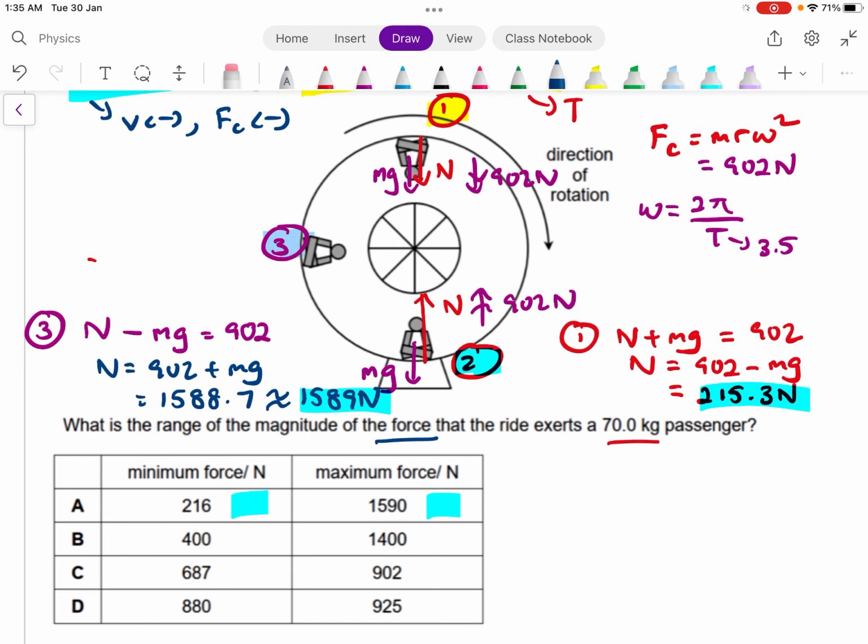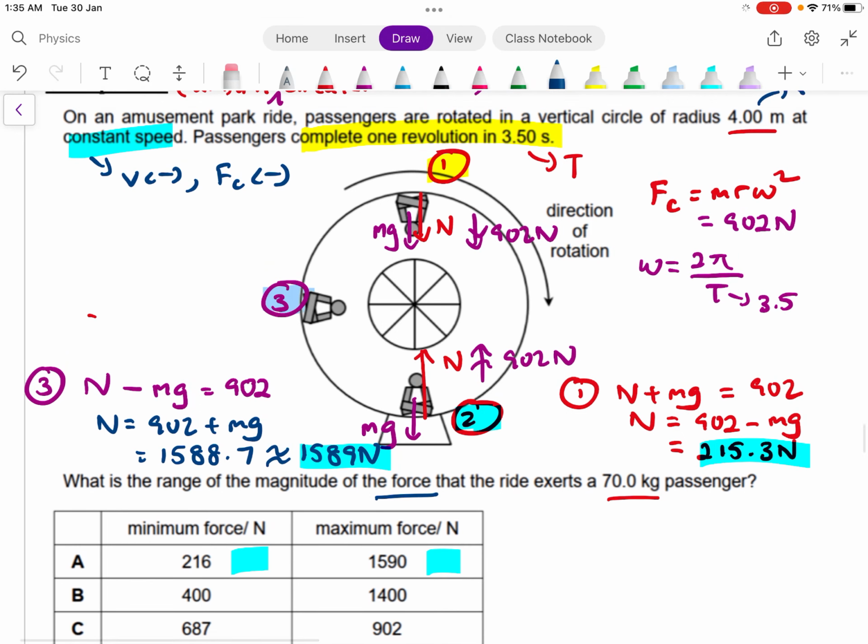Okay, so first, if you look at point number 1 and point number 2, the normal contact force at point number 1 is actually smaller compared to point number 2. Because the weight of the passenger will contribute to the centripetal force, whereas for point number 2, the weight is actually opposing the normal contact force, meaning that the normal contact force must be larger than the weight in order to still provide a resultant force towards the center of the circle.